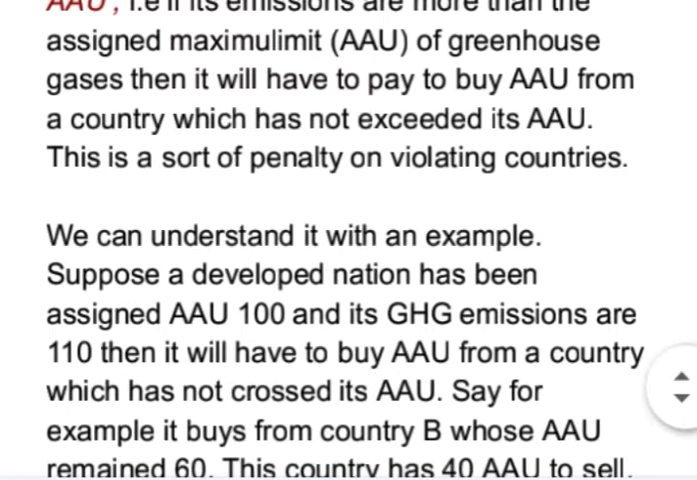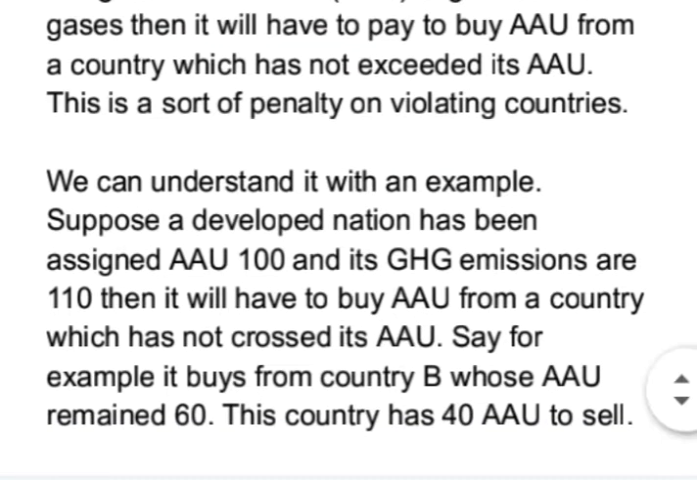We can understand it with the help of an example. Suppose a developed nation has been assigned AAU 100 and its greenhouse gases emission are 110. Then it will have to buy AAU from a country which has not crossed its AAU. Say, for example, it buys from a country B whose AAU remains 60, and this country has 40 AAU to sell, and the country that has exceeded the AAU limit can purchase 10 AAU from this country.